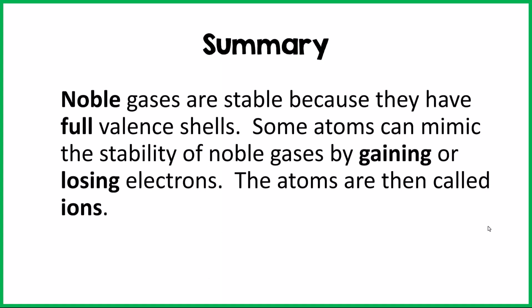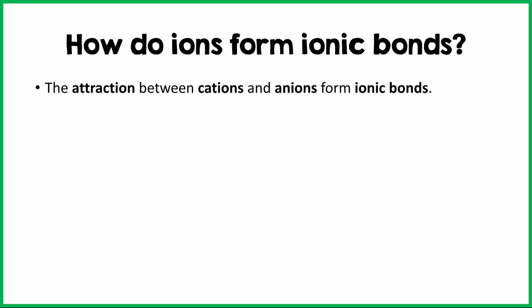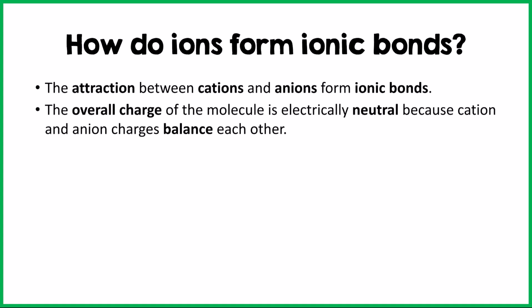So in summary, noble gases are stable because they have full valence shells. Some atoms can mimic the stability of noble gases by gaining or losing electrons. The atoms are then called ions. So how do ions, or charged atoms, form ionic bonds? Well, the attraction between the positively charged cations and the negatively charged anions forms ionic bonds. The overall charge of the molecule is electrically neutral because cation and anion charges balance each other.